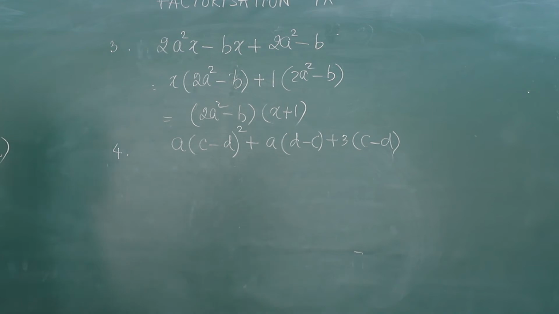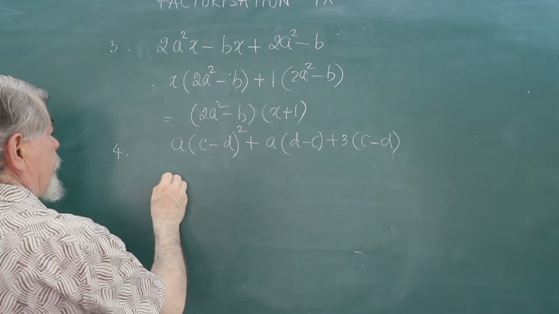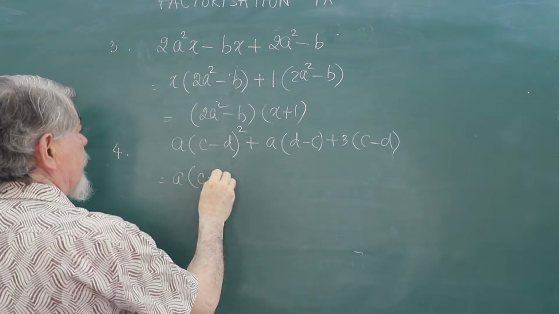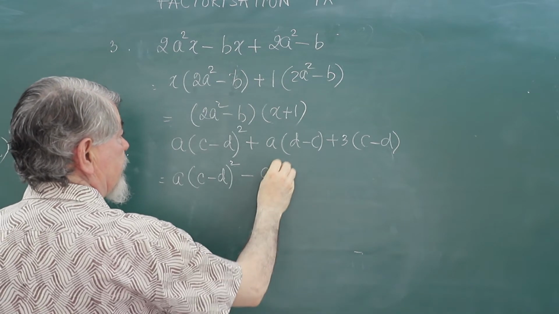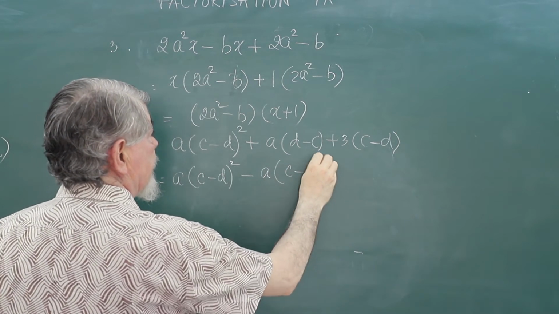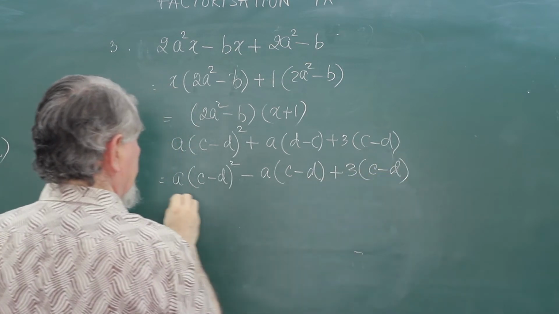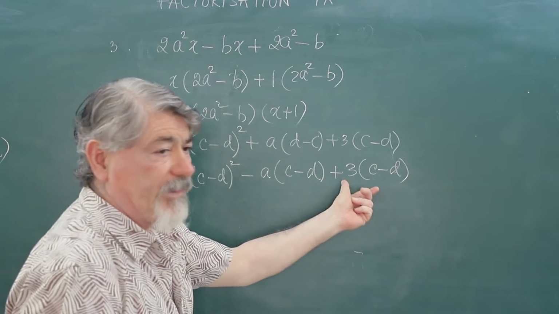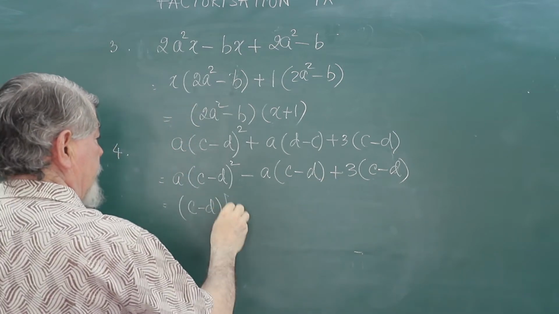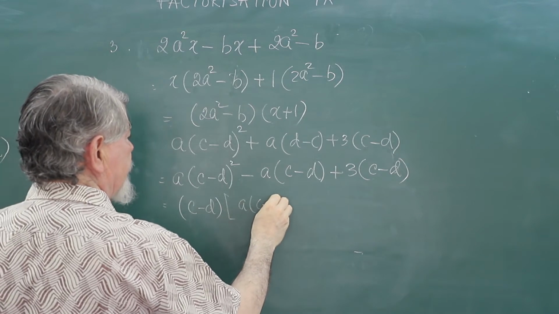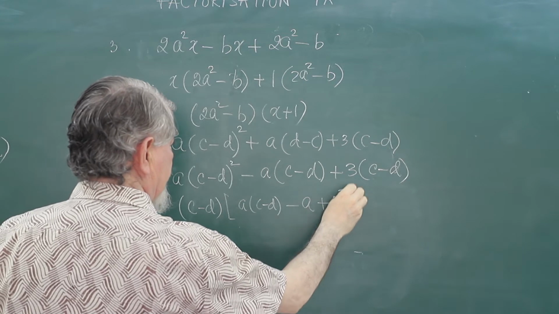So I need to convert d minus c into c minus d, which I will do by taking out a negative sign outside. I'll take a negative sign, minus a, it will become c minus d plus 3(c minus d). Now c minus d is common everywhere, so I'll take c minus d common. It will be left a into c minus d, because it was a square, minus a plus 3.